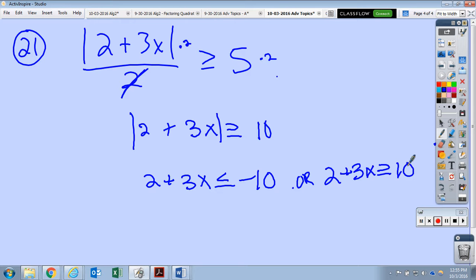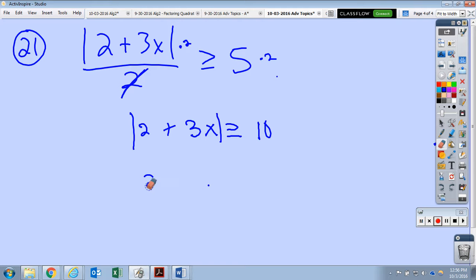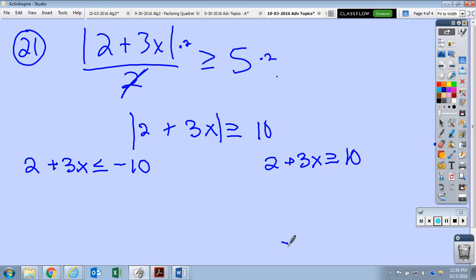Okay, good. I want to emphasize to you guys, let's make sure we do the whole thing. Let's not try to do it all in one line. From here, we're going to make 2 separate inequality statements from that statement. Good. And then now you can solve each one of those individually.